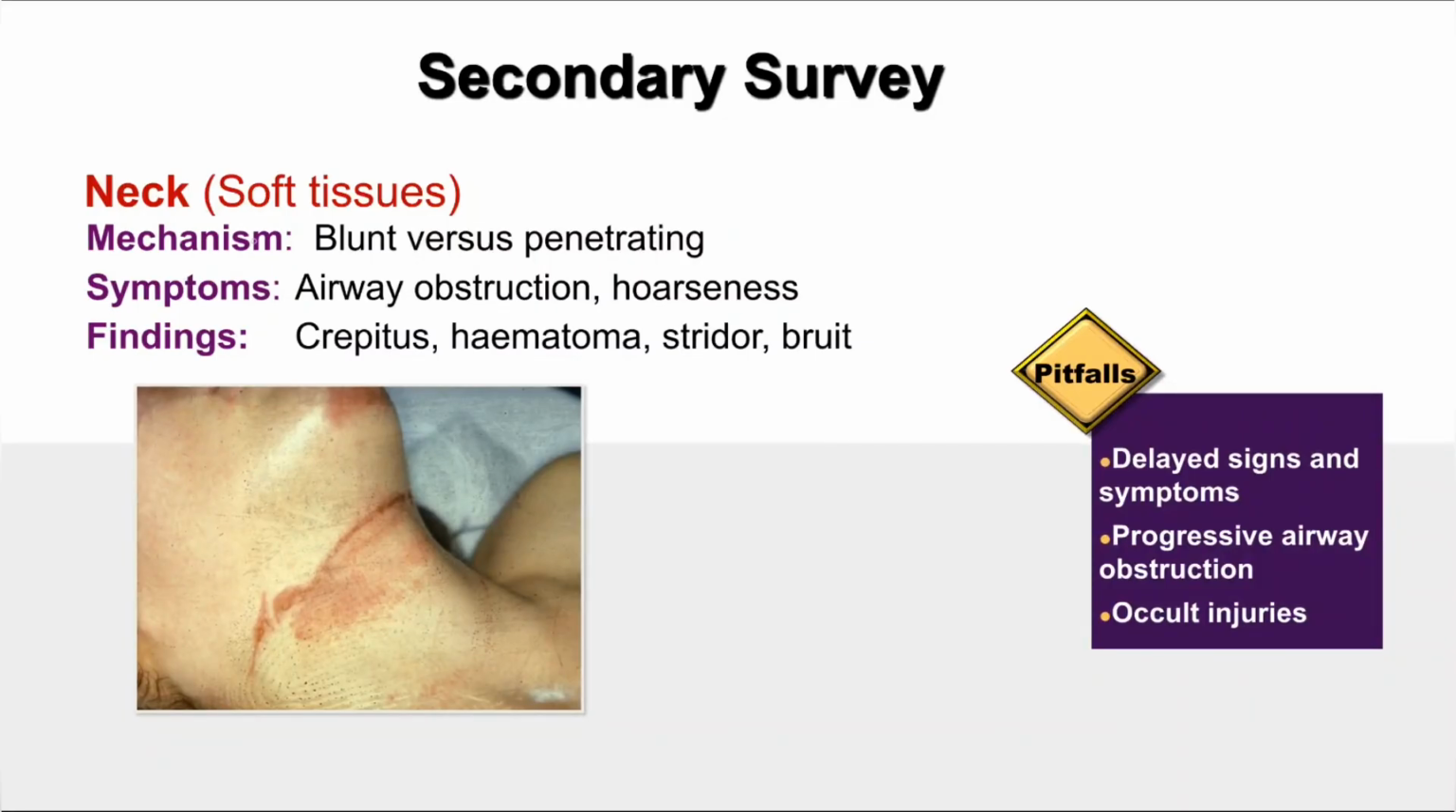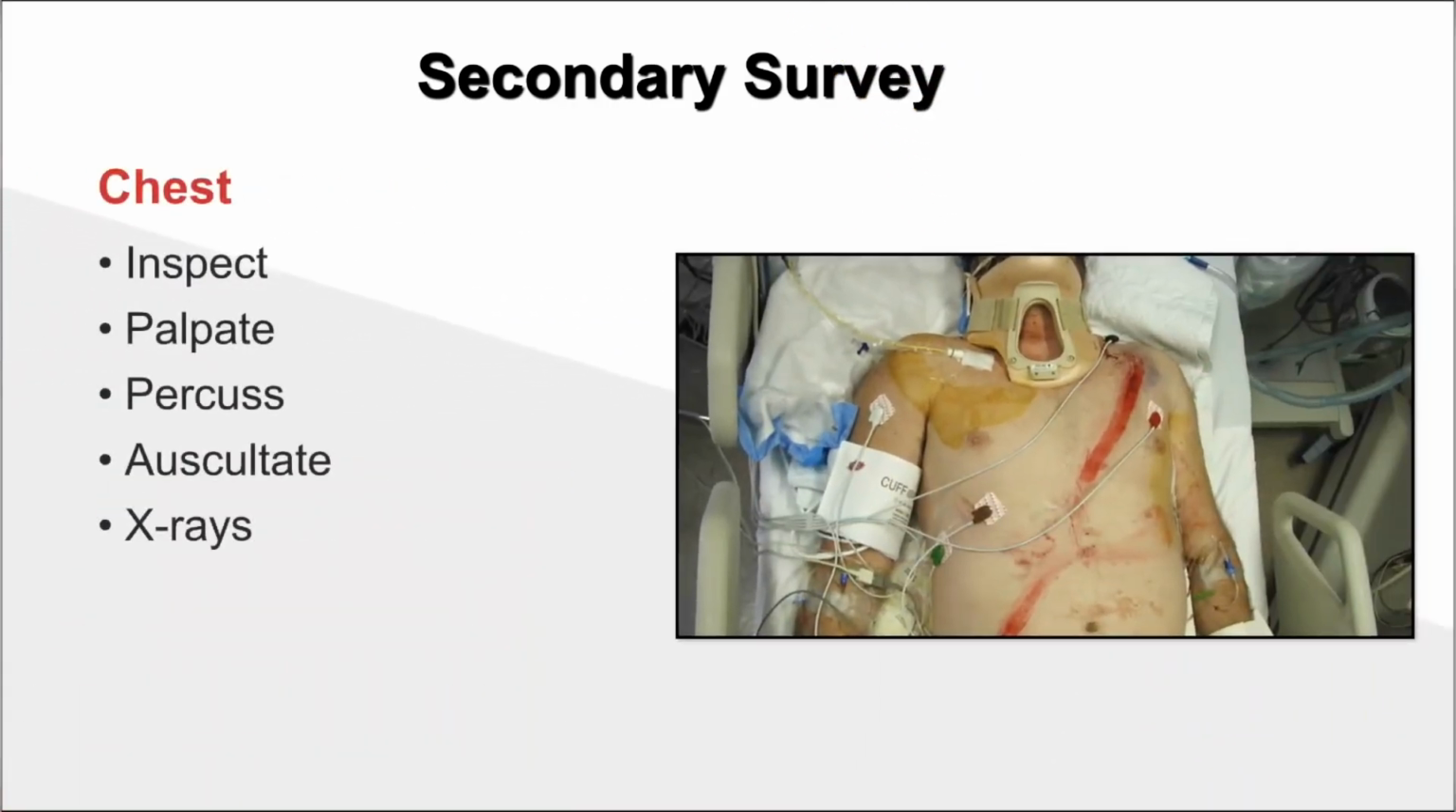In the neck, you have to search whether there is blunt trauma or penetrating trauma. Look for airway obstruction, listen for hoarseness of voice, check for any crepitus, hematoma, stridor, bruit by putting a stethoscope on the neck. There might be delayed signs and symptoms of airway obstruction, progressive airway obstruction in a burned patient. Occult injuries might be there and you don't feel it.